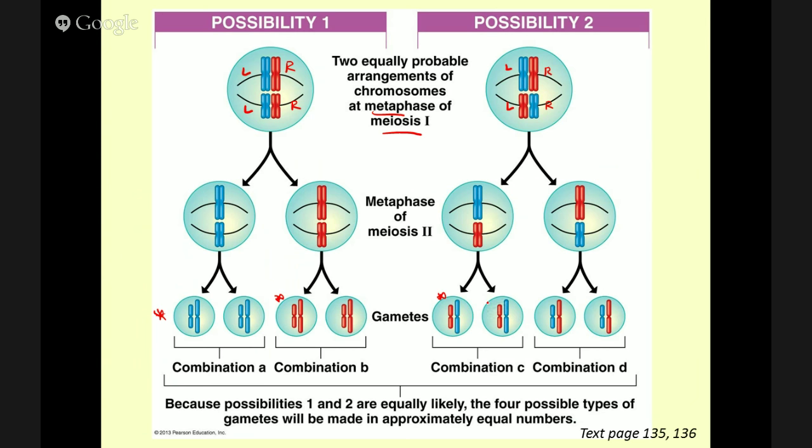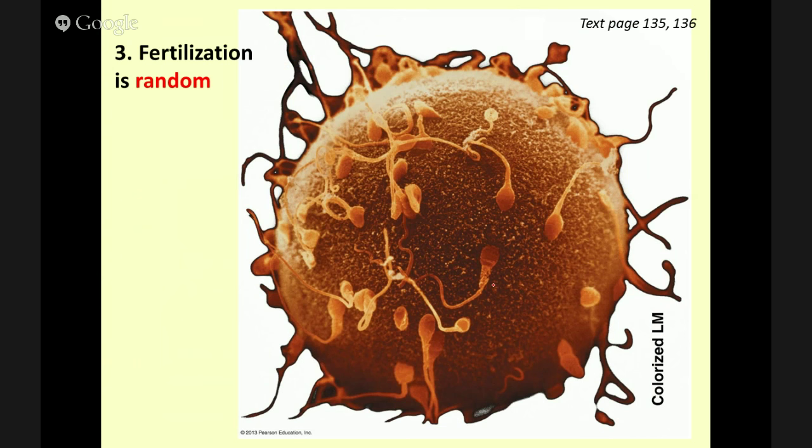The lining up of the chromosomes during metaphase is completely random. There's no way of knowing which one's going to go where, or which pole each chromosome is going to head towards. And then a third reason for genetic variability is that fertilization is random. When a male ejaculates, it releases thousands of sperm in that one ejaculation. And we have the one egg waiting for the sperm, but how do we know which of these guys is going to be the one to fertilize the egg?